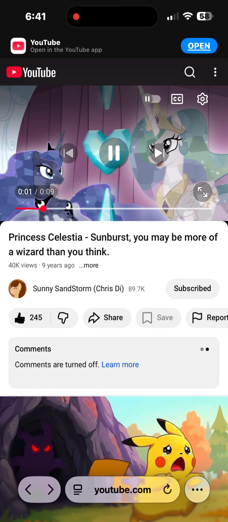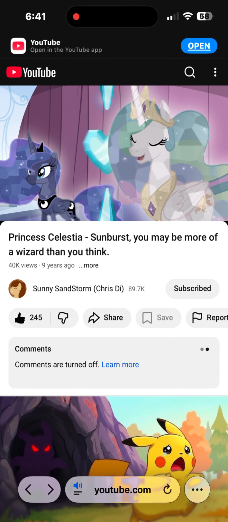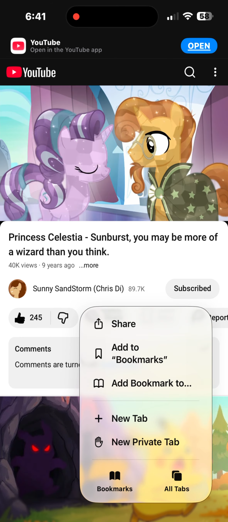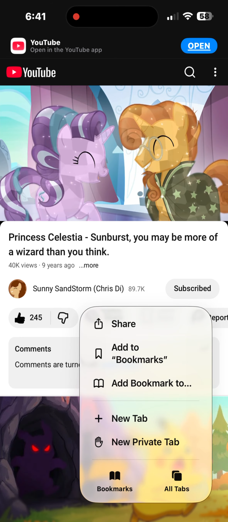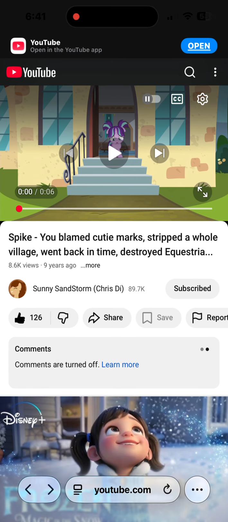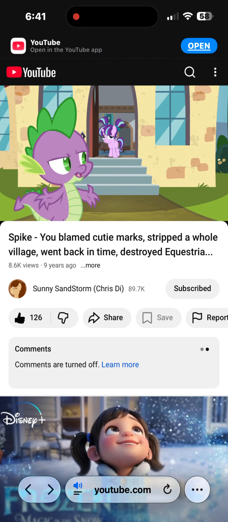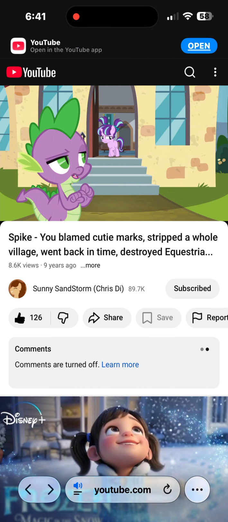I'm glad to see you found a way to share your unique gift, Sunburst. You may be more of a wizard than you think. You blamed cutie marks and stripped a whole village of theirs, and when Twilight and the others stopped you, you went back in time and almost destroyed Equestria.